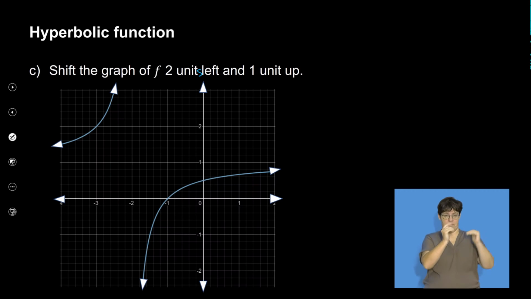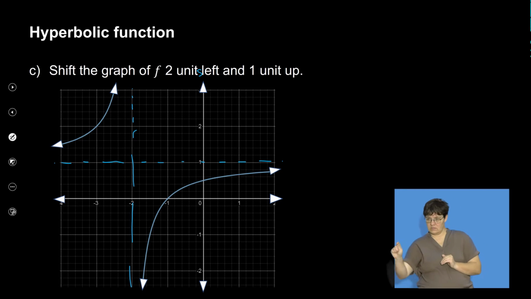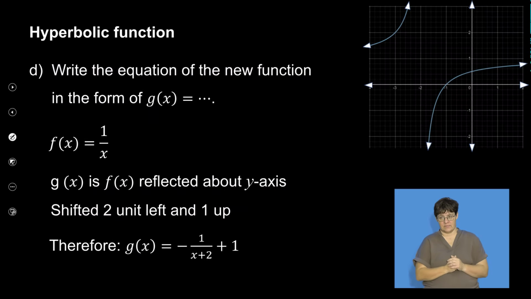To do that, it means from it being at the origin, it will move 2 units left, which will now be at minus 2, so that will be my new asymptote, and then it will also move 1 unit up, which will be at 1, and that will be my new asymptote. And then write down the equation of the new function.